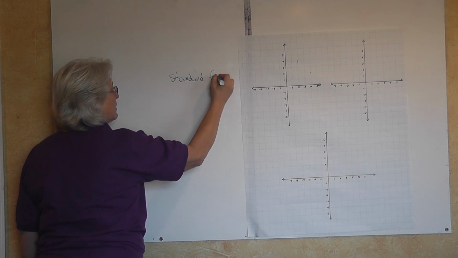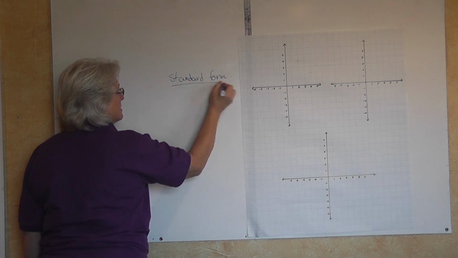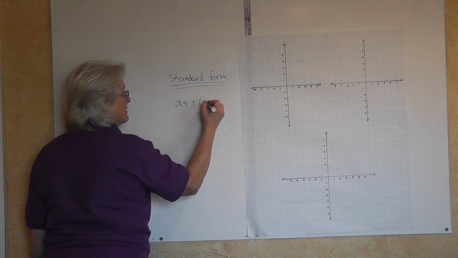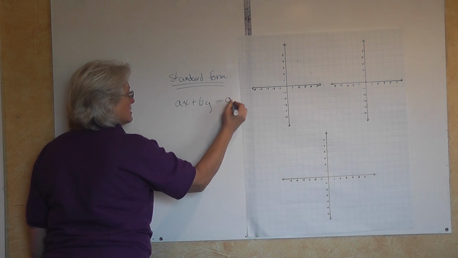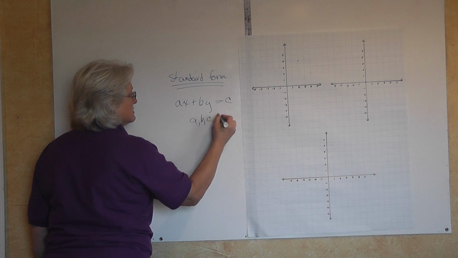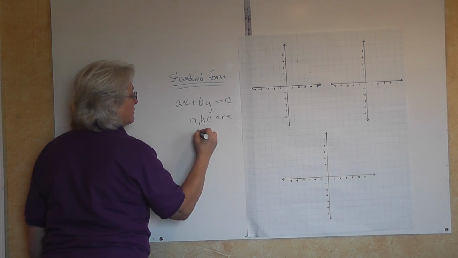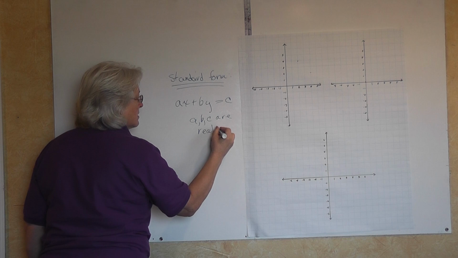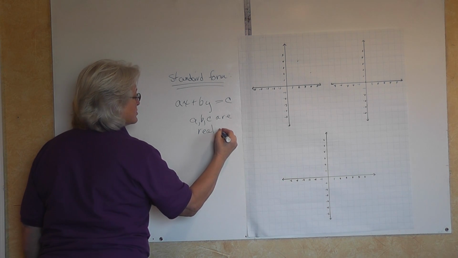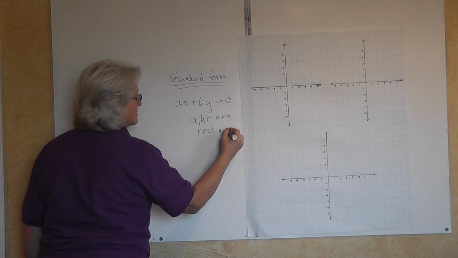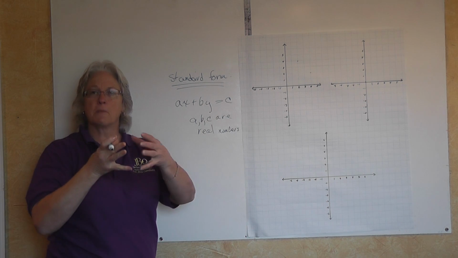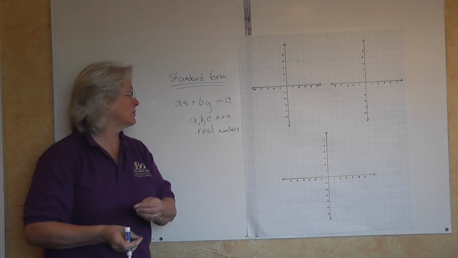Standard form of the equation of a line. This takes the form ax plus by is equal to c, and a, b, and c are all real numbers. Positive, negative, fractions, decimals. This is our pattern for what a linear equation looks like.